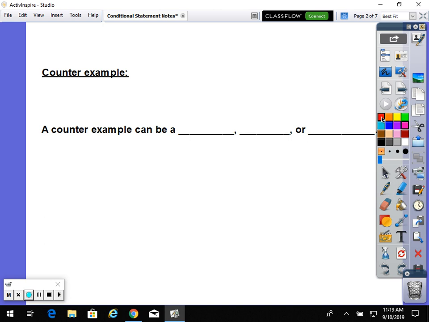So the first thing we're going to cover is a counterexample. A counterexample is proving a conjecture wrong. So it proves a conjecture false. So false being the key word there. It proves it wrong. Counterexample is proving it wrong. So it could be a number. It could be a picture. Or it could be a statement. Could be any of those to prove something wrong. So that's our first vocab word.